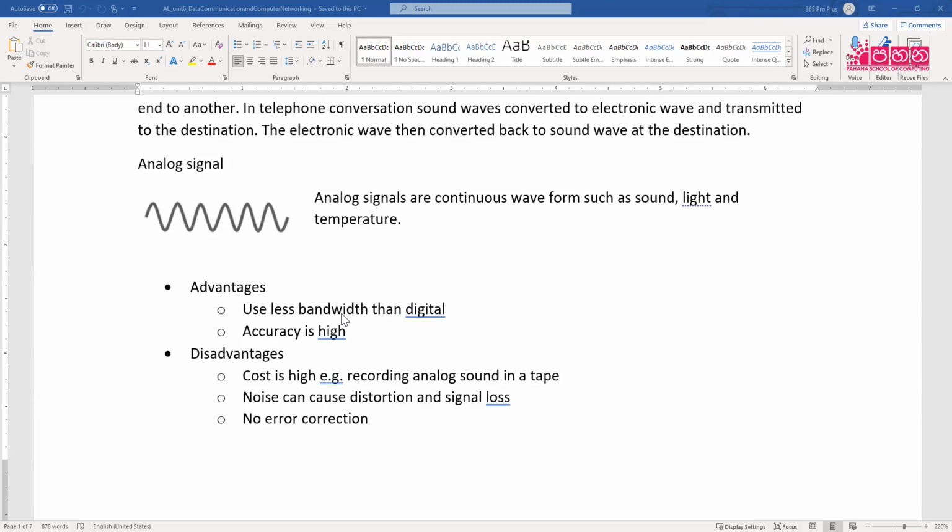What will happen when you transmit some data from one point to another? Sometimes the data may get lost in between, or there might be changes, because things are traveling from one point to another. But if you compare with the digital signal, the accuracy in an analog signal is very high. That's why sometimes we convert digital to analog and then transmit, and at the end, we convert analog to digital again.